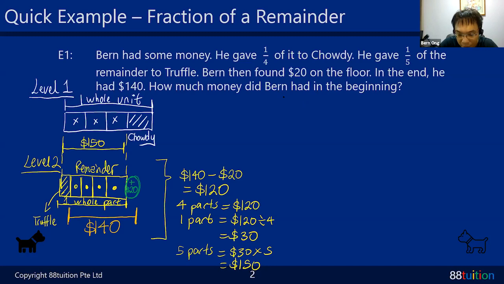Total got what? 3. We call that units. So 3 units down here represents the $150. We always look for the 1. All right, so 1 unit will be 150 divided by 3 to give you $50.